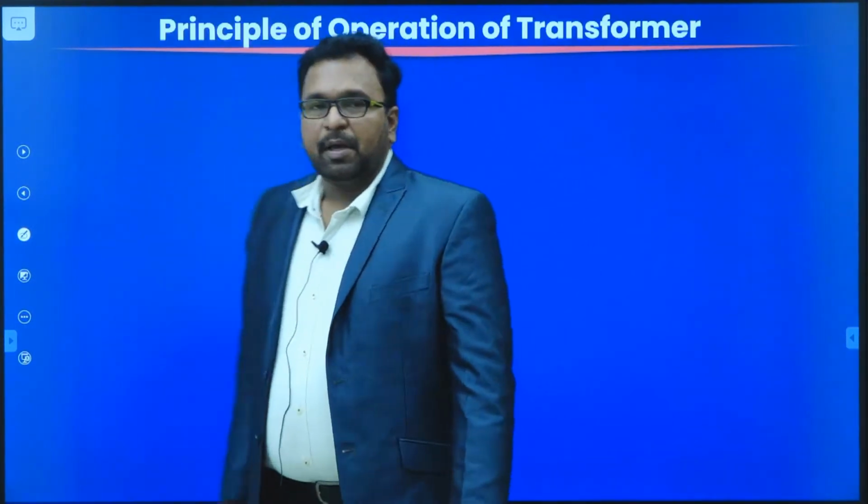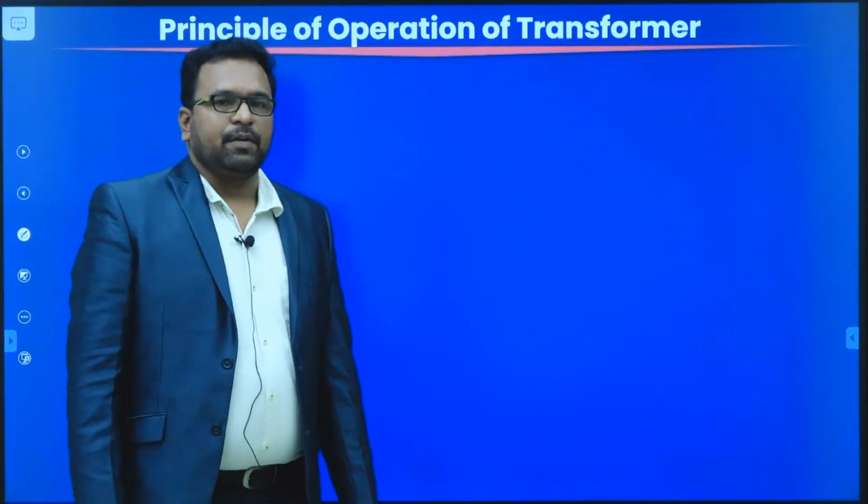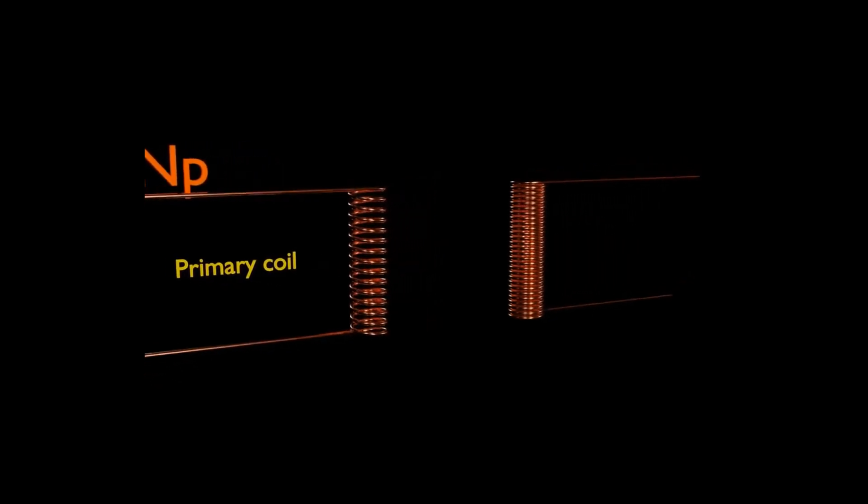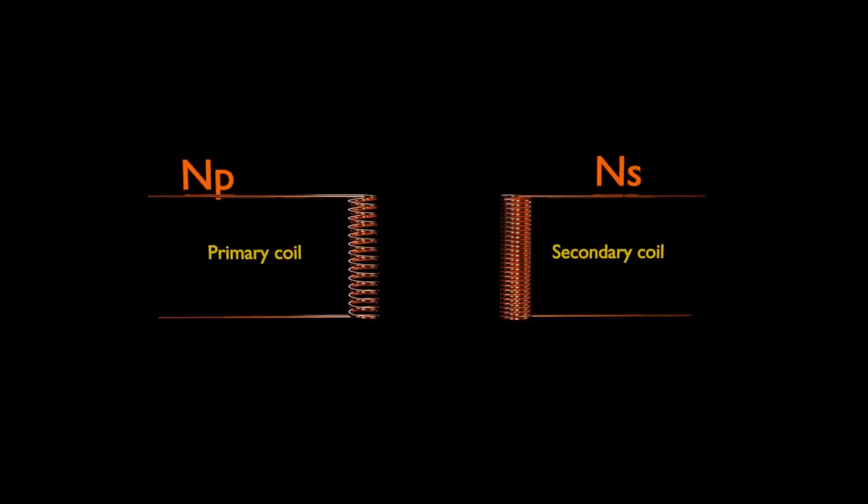Let us discuss the principle of operation of the transformer. Basic construction of an electrical transformer: a transformer consists of two sets of insulated coils. One of the coils, called the primary coil, has Np turns. The other coil is called the secondary coil. It has Ns turns. Often the primary coil is the input coil and the secondary coil is the output coil of the transformer.